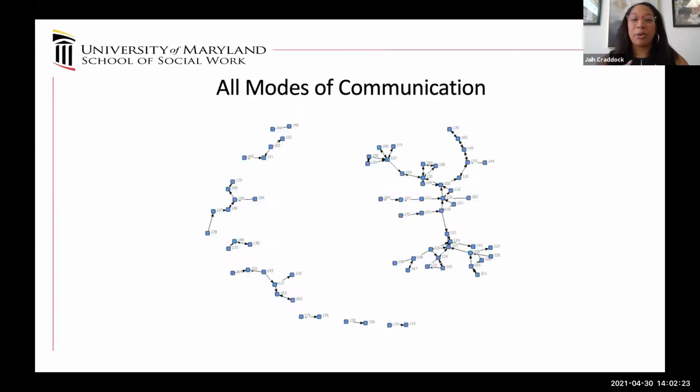So this is what our, oh, go back. Yeah, right there. This is what our network looked like when we looked at all modes of communication. As you can see in this network, we have 1 large component and then lots of little social network components that are separated. The larger one is a majority of the young Black women who communicate to each other on different modes of communication. This can be in person, social media, text message, I'm blanking on the last one, I think on the phone. You can see that it's already kind of broken up, but there's still a large component.